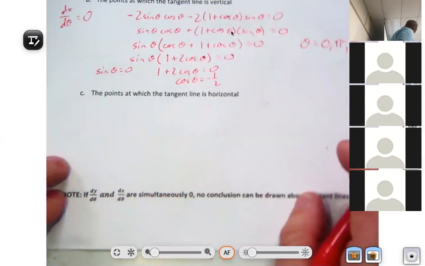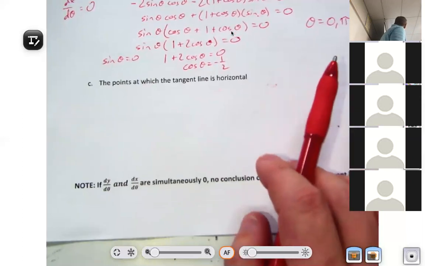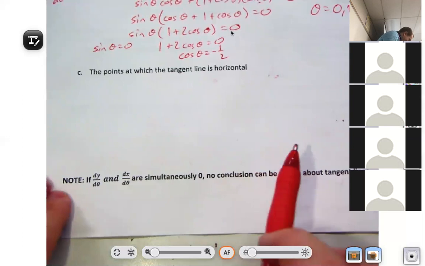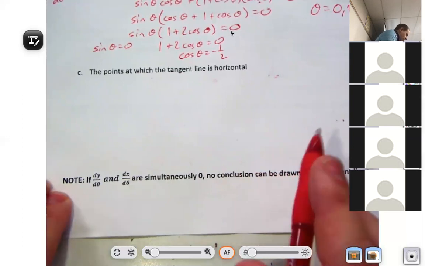So for part C, the very last one, we're going to set the numerator equal to 0. Are we having fun yet? Absolutely. Nice. All right. So we're going to set the numerator equal to 0.